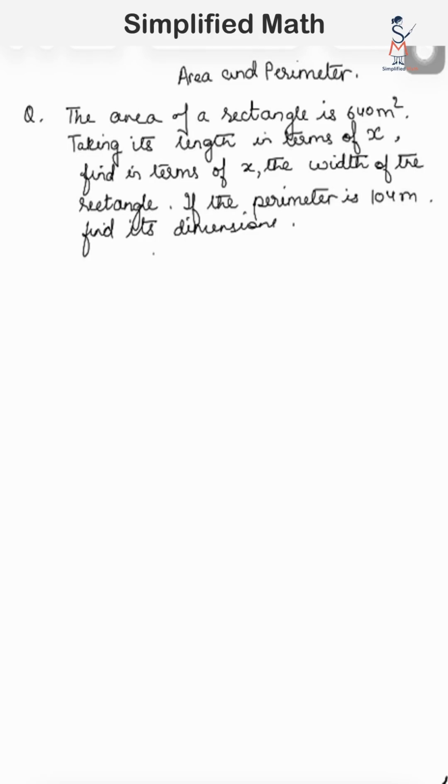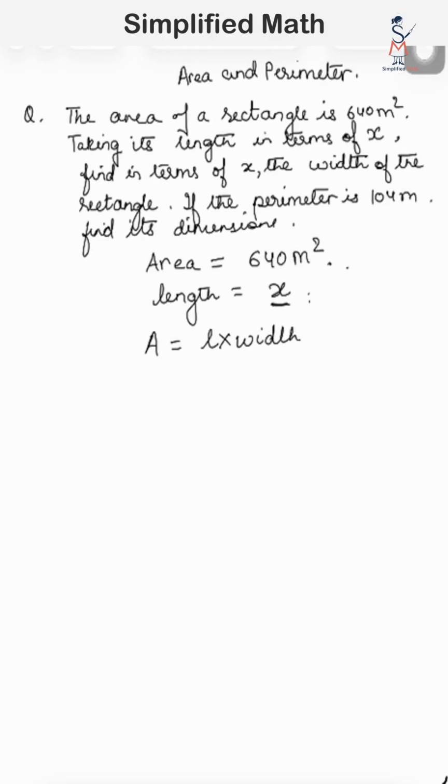That means what is given first, we'll write that the area of the rectangle is 640 meters square. And what is the length we have to take? Length we have to take as x. Now in terms of x we have to find the width. So we know area is equal to length into width. So area is 640, length is x into width. So width will be 640 divided by x. X comes here and becomes divide. So width is 640 by x.